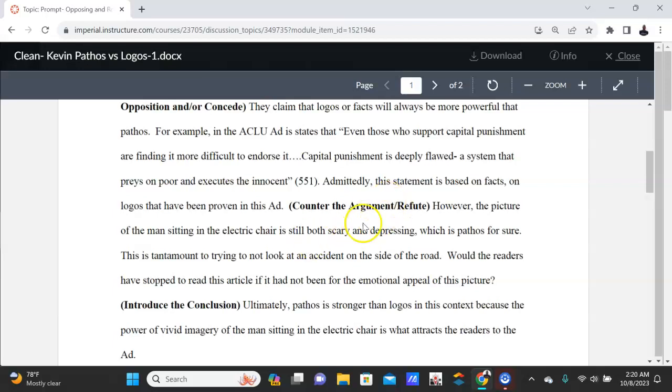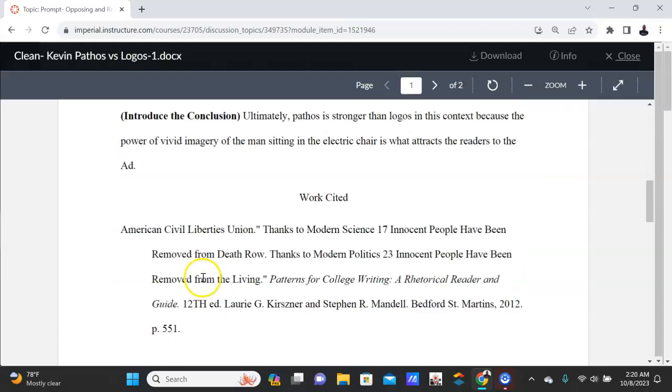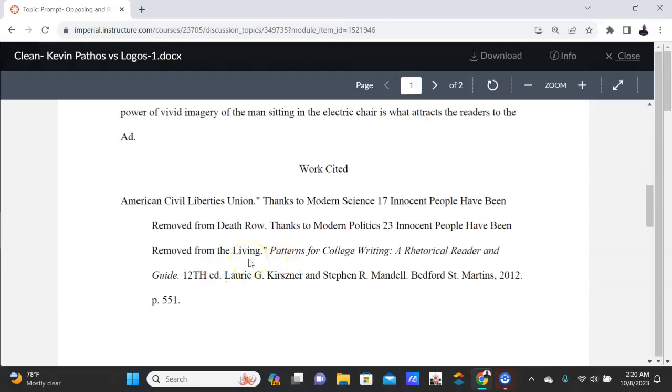Then you're going to introduce a conclusion. Ultimately, pathos is stronger than logos in this context because the power of vivid imagery of the man sitting in the electric chair is what attracts the reader to the ad. And then you give your works cited, which is there.